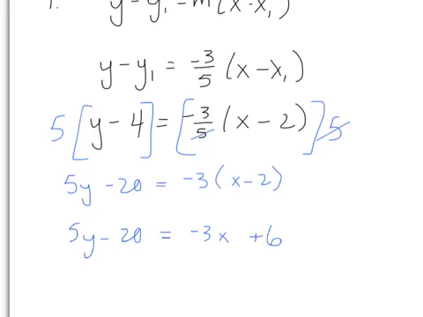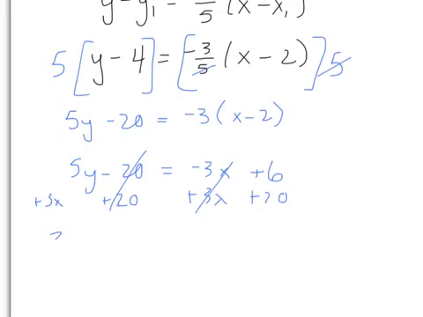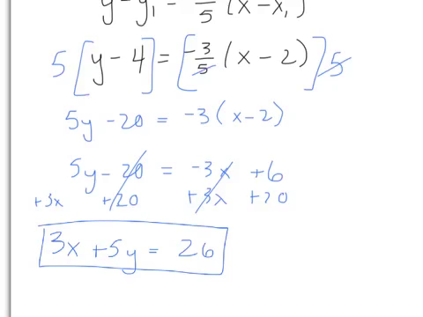Now if we want to put this in standard form, it should be ax plus by equals c. We can move the 3x over by adding it, and move the 20 over by adding it. So let's add 3x to both sides, and then let's add 20 to both sides. These cancel, yielding a solution of 3x plus 5y equals 26. Again, here's the solution for the equation in standard form when we started in point slope form.